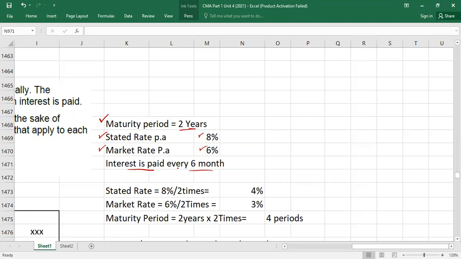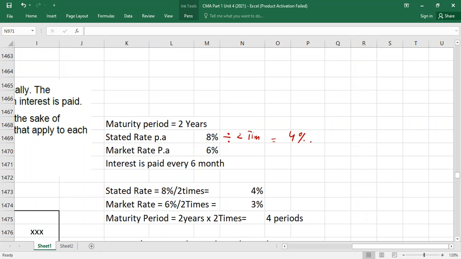So these 3 things you should adjust first, because rates in the questions are quoted in annual terms. So you have to adjust for 6 months. How will you adjust? If I want to adjust the stated rate, I will take the stated rate and divide by the number of times interest is paid in a year. How many times is interest paid? 2 times. If I divide, I will get half the interest, which is 4% for 6 months.